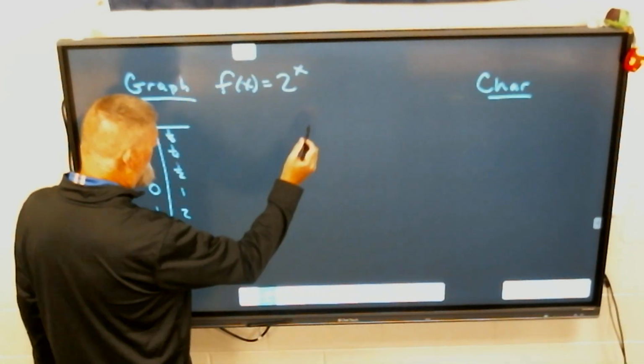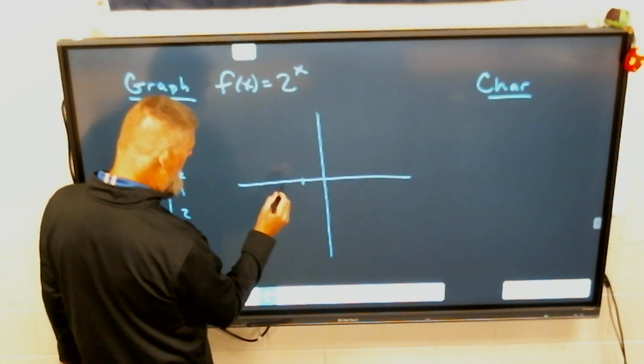Okay, remember that. What if I put in -2? 1/4. Yeah. And -3? 1/8. And if you notice, those are related. The 2's are related, the 3's, -3 and 3 are related. So let's go ahead and take those points. Let's graph them.